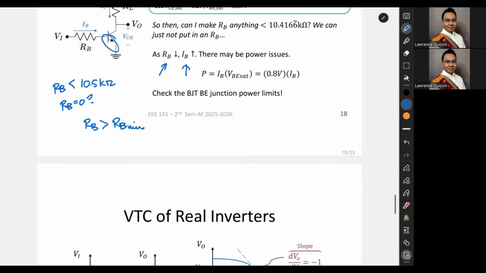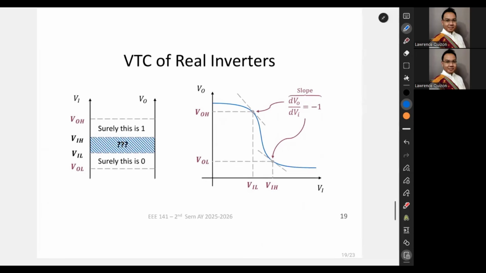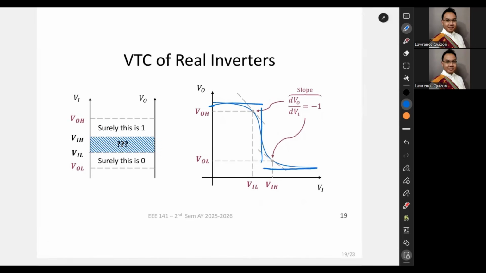So, in a sense, that's the example of a real inverter. But in general, the voltage transfer curve of real inverters do not have such nice slopes. We know the voltage transfer curve of a CE amplifier, and it kind of looks like this, right? Since this voltage transfer curve is soft, how then do we define where is 0, where is 1? Where does 0 start, where does 1 start?